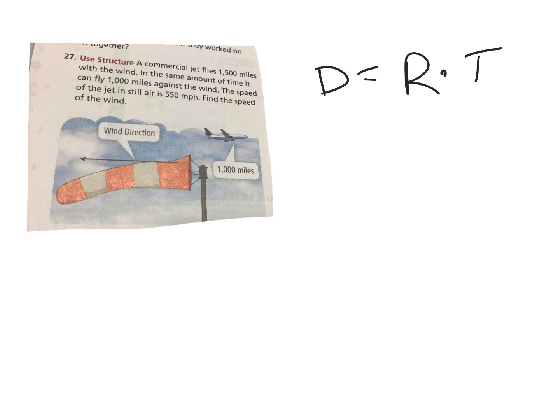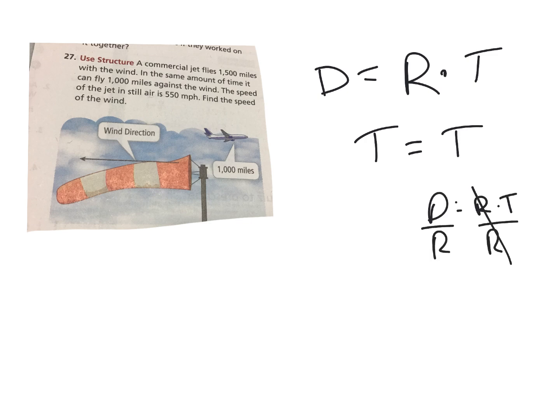It says here, a commercial jet flies 1,500 miles with the wind. In the same amount of time, it can fly 1,000 miles against the wind. So in other words, it's going to go slower, right? But they're saying that the time in one direction is equal to the time in the other direction. So we've got to take this formula and solve it for t. Basically the distance one way divided by our rate is going to equal the distance the other way divided by the rate. So we've got to find those two things.